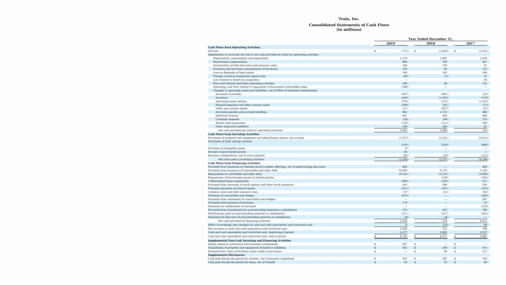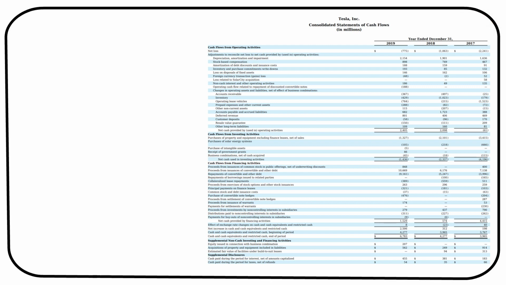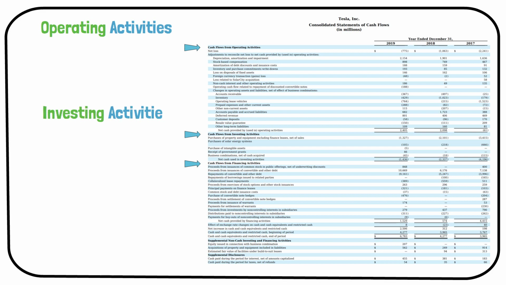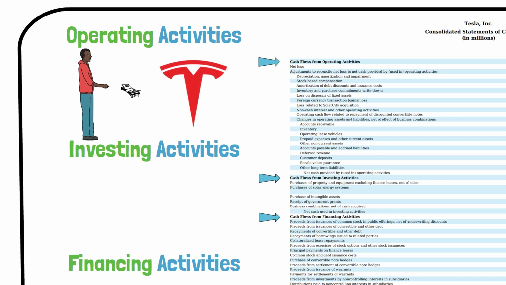Here is Tesla's cash flow statement from their 2019 annual report. As you can see, the cash flow statement has three major sections: cash flow from operating activities, investing activities, and financing activities. Cash flow from operating activities is the amount of cash the business produces in a year from operating the business. This is the amount of cash profit that Tesla earned selling products before including any non-cash charges.